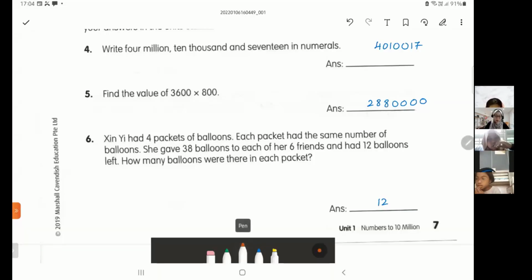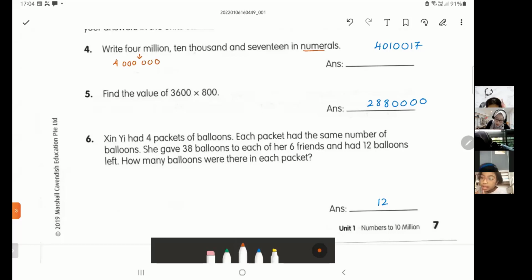Okay, the first one, number 4, write 4,010,017 in numerals. Numeral means just numbers, okay? So how do we attempt this kind of question? Okay, what is 4 million? Then you write down first. 4 million means the million, you have 6 zeros, okay? So 4, 1, 2, 3, 4, 5, 6, like that.